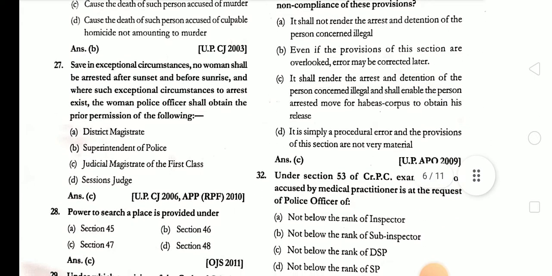Next question, save in exceptional circumstances, no woman shall be arrested after sunset and before sunrise, and where such exceptional circumstances to arrest exist, the woman police officer shall obtain the prior permission of the following. Answer will be the judicial magistrate first class. This is also very important.